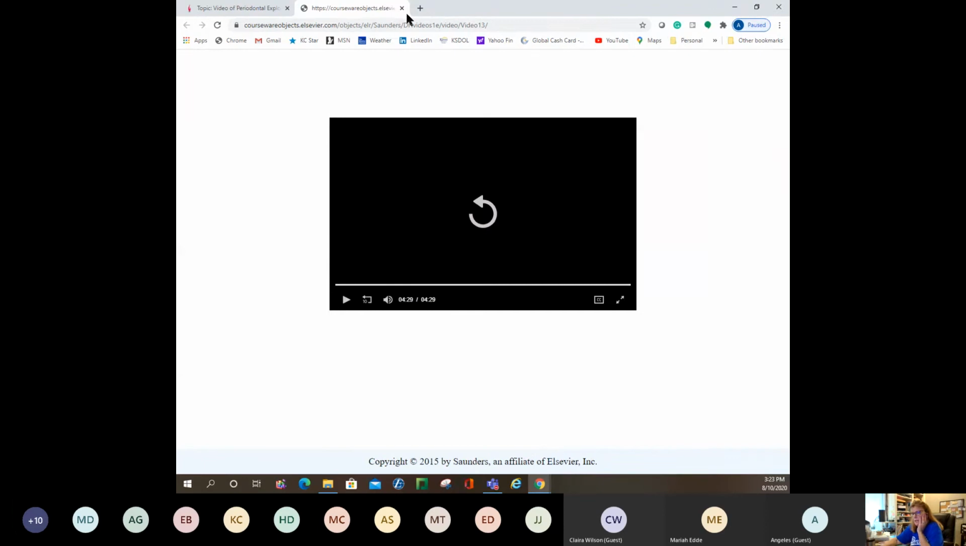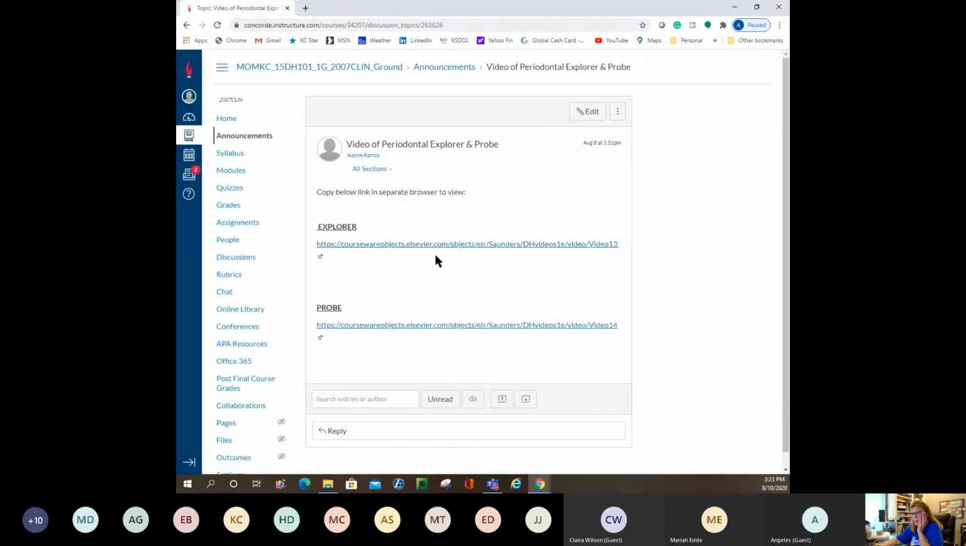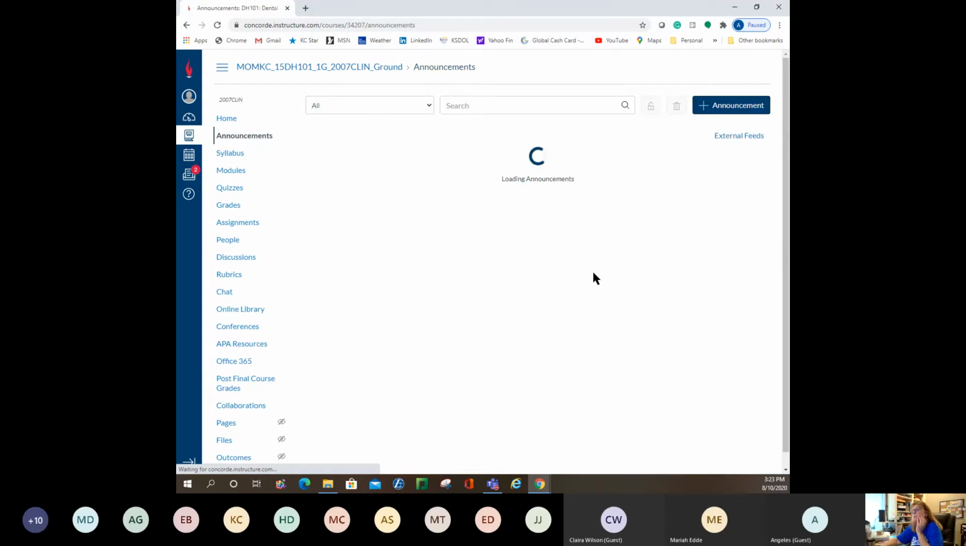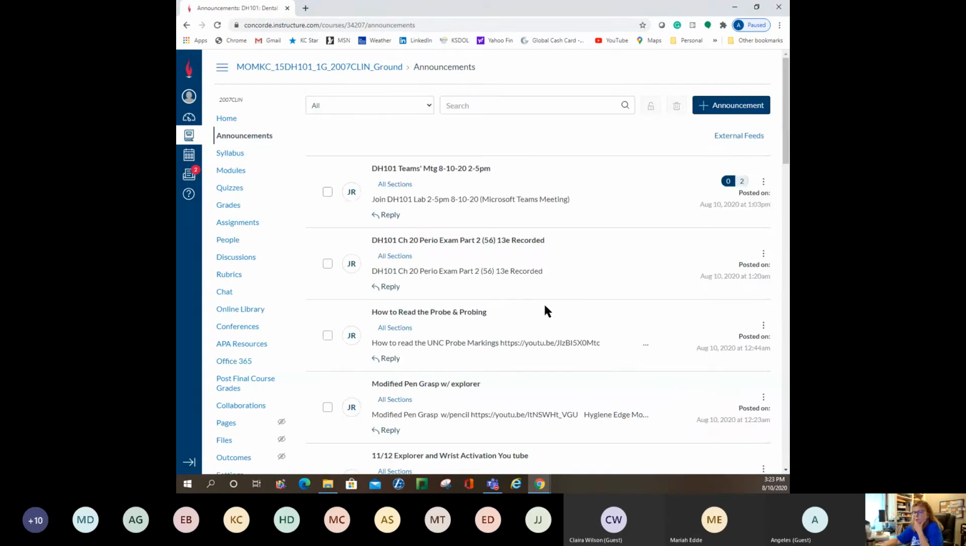Okay, the air is super important. We're not going to get into that majorly right now, but the air is super important in detecting calculus, because when you put a soft stream of air over the teeth, don't blast it, but use a soft stream and dry those teeth off, calculus turns a different color. It has a chalkiness to it.